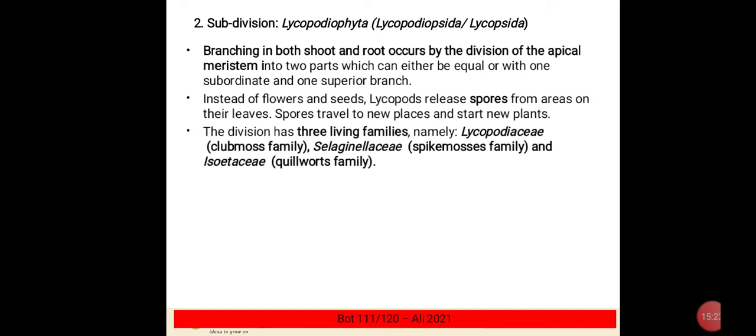Okay, the next point is that the division lives in families. The main family, as I said, is Lycopodiaceae, but we have other families: Isoetaceae, which contains the quillworts family; Lycopodiaceae, which contains the clubmoss family; and Selaginellaceae, which contains the spike mosses family. Those are the three families of the division Lycopodiophyta: Lycopodiaceae, Selaginellaceae, and Isoetaceae. We have an example of each family. In the case of Lycopodiaceae, we have the clubmosses. In the case of Selaginellaceae, we have the spike mosses, and the last family is Isoetaceae, containing the quillworts.